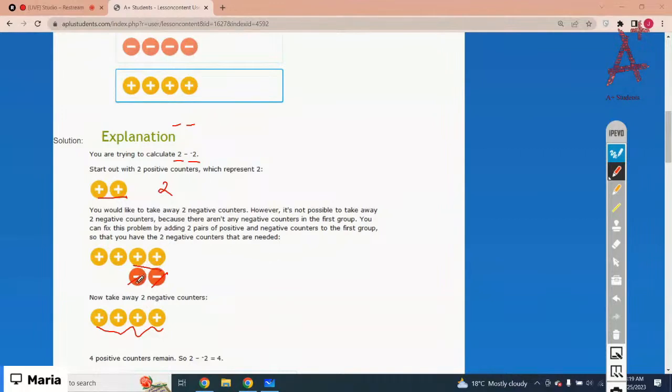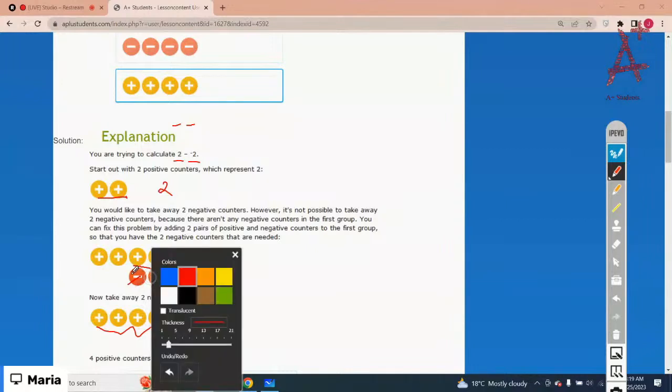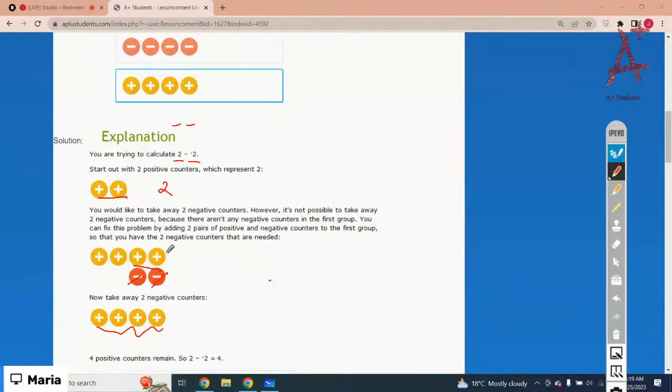So you have to remove the negative counters. To remove the negative counters, you added two negative counters in the first row by yourself. When you added two negative, you have to balance the equation. You have to add two positive as well. So these two negative counters cancel out with the negative counters, and you are left with four positive counters. So it would be the four positive counters. Got it?